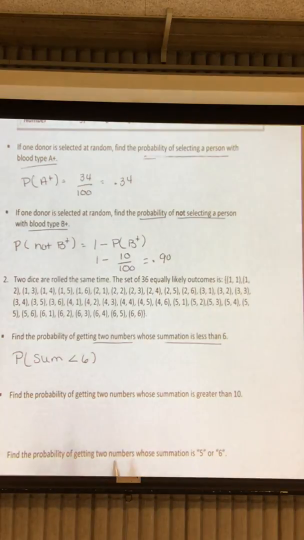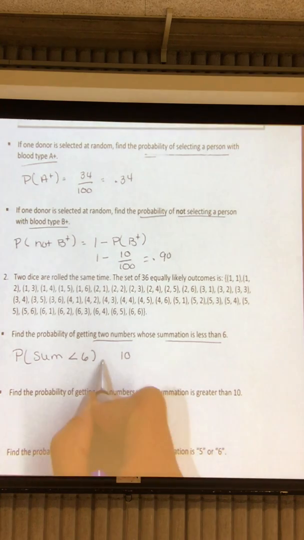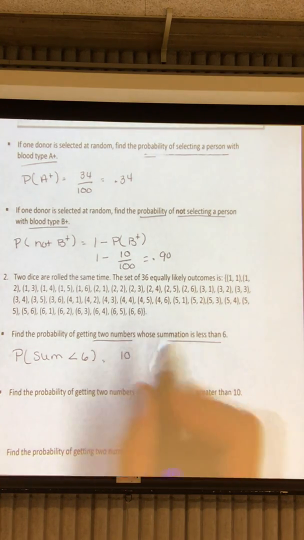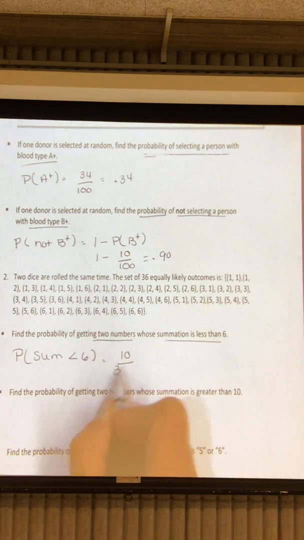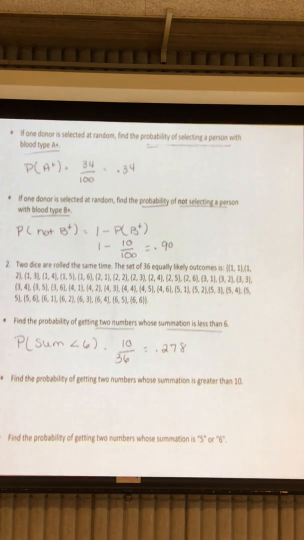Looking at your sample space, you have 10 outcomes whose summation is less than 6. So you have 10 total out of 36. So 10 out of 36 is 0.278.